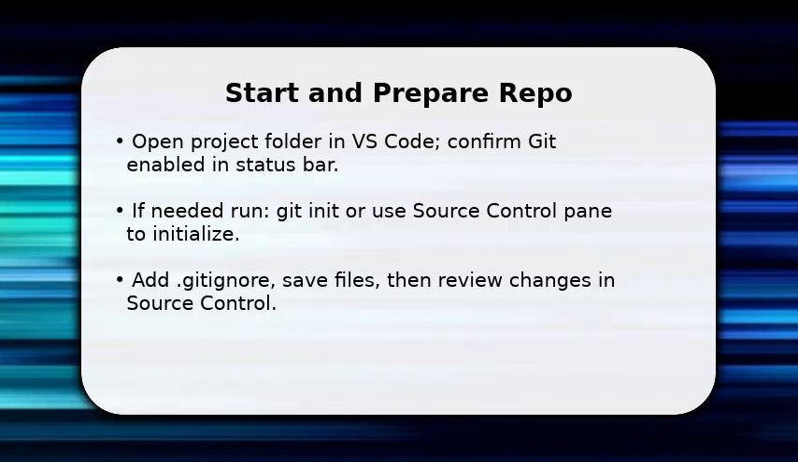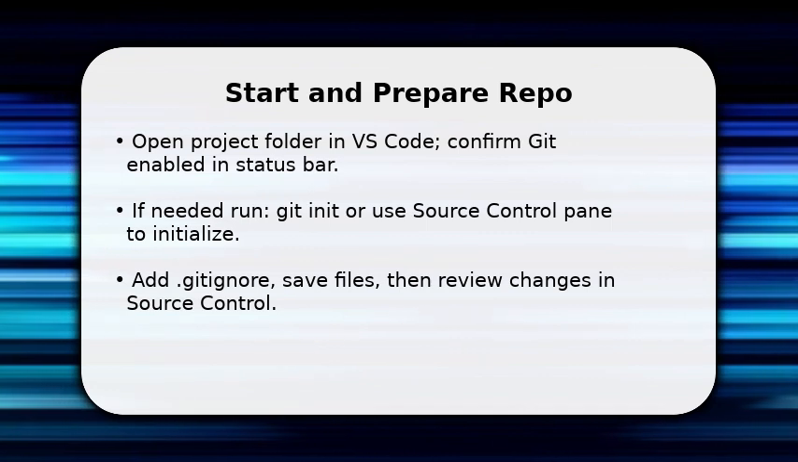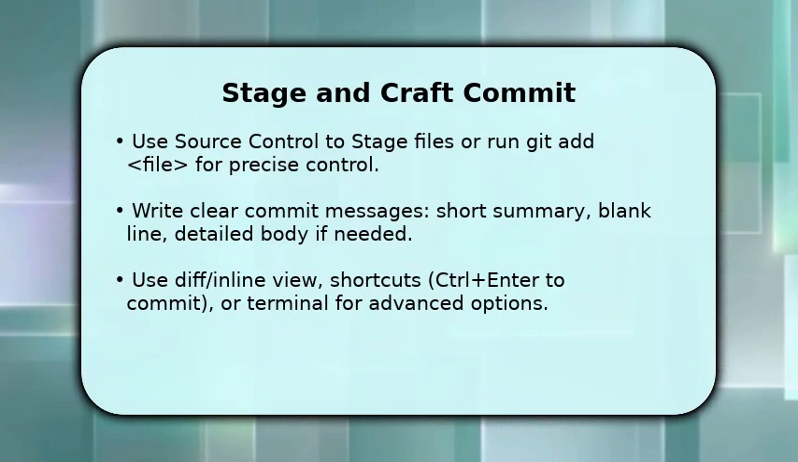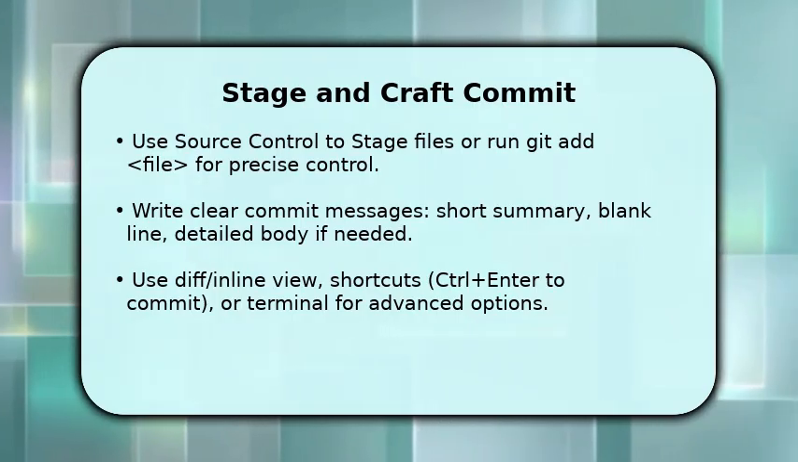Make sure to save your code, then switch to the source control view to inspect unstaged changes. This step shows what you'll add and prevents accidental files from entering your commit. You stage exactly the files you intend to record, click the plus icon per file, or use git add for partial staging to keep commits focused.